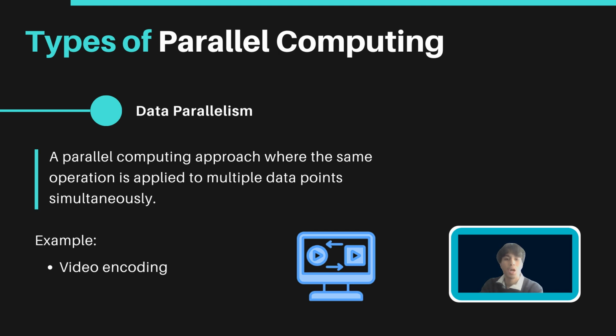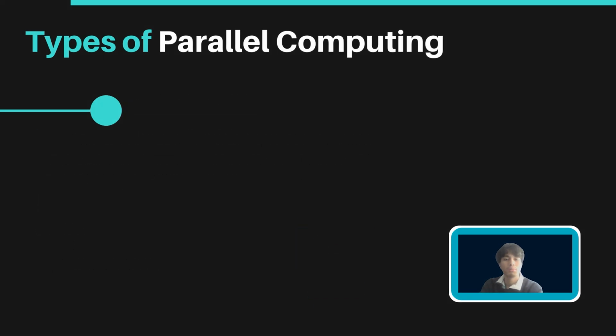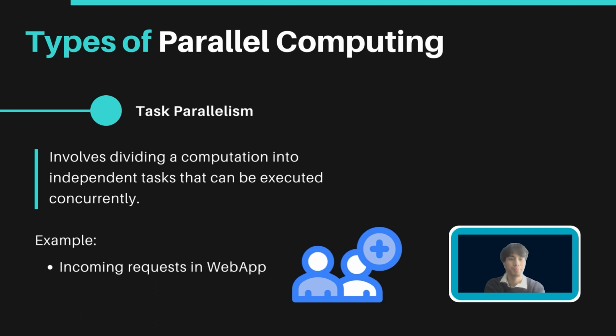Now, moving on, task parallelism. Task parallelism involves dividing a computation into independent tasks that can be executed concurrently. In task parallelism, different tasks are identified within a computation, and each task is executed separately and concurrently by multiple processing units. This approach maximizes resource utilization and reduces overall processing time.